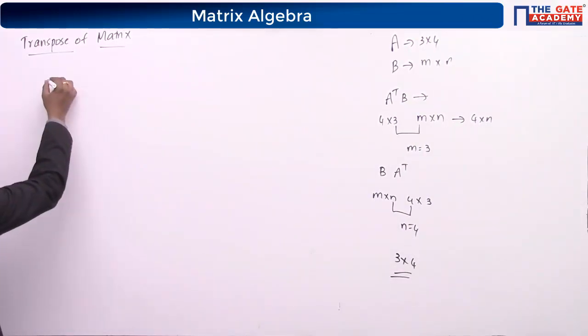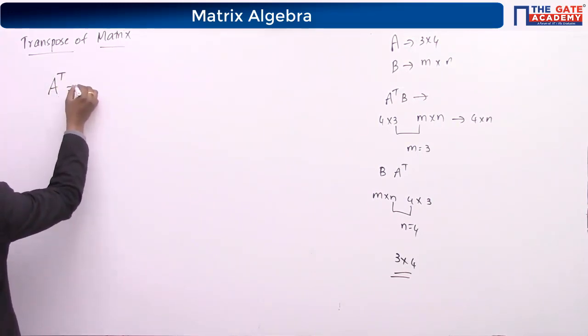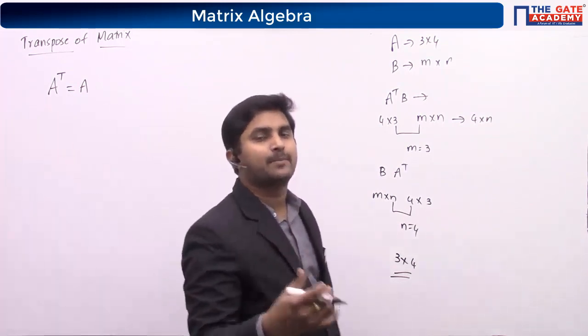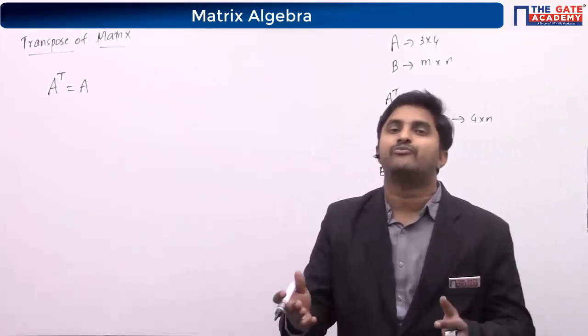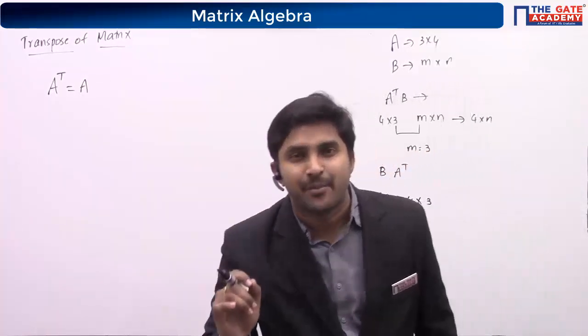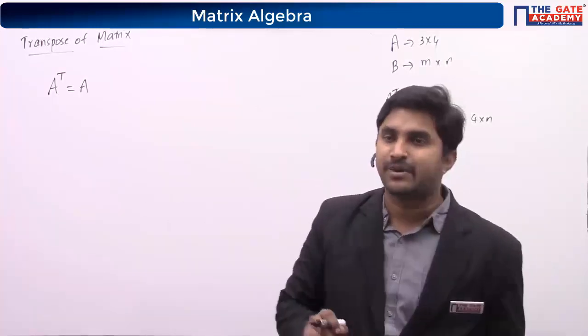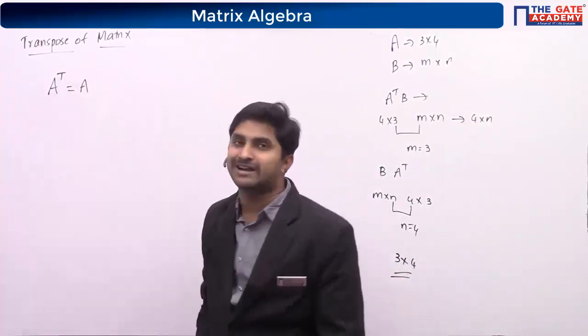Now you have a class of matrices where sometimes the transpose of the matrix will be equal to the matrix itself. It means whenever you apply the transpose of the matrix, it will be the matrix itself. Such sort of matrices are what we call symmetric matrices. So whenever the transpose of the matrix is equal to the matrix itself.